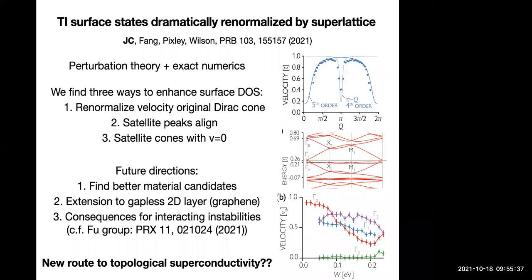Maybe let me ask one question relating to this slide. So in terms of future directions, the second one, extension to gapless 2D layers. I think in your calculation, when you're putting a superlattice on the top of the TI, you're adding, from a theoretical point of view, just a one-body potential to the original Hamiltonian. Right. So how is this gaplessness of this 2D layer going to affect the?